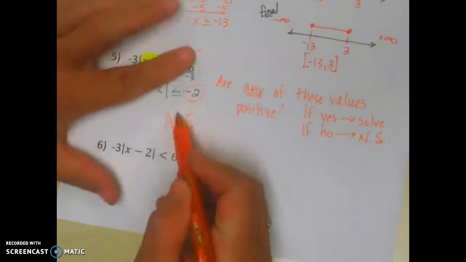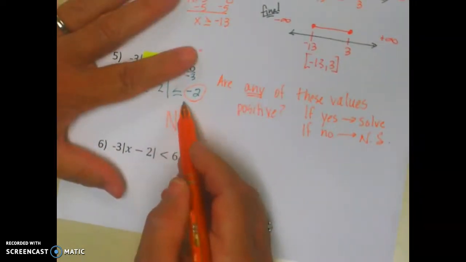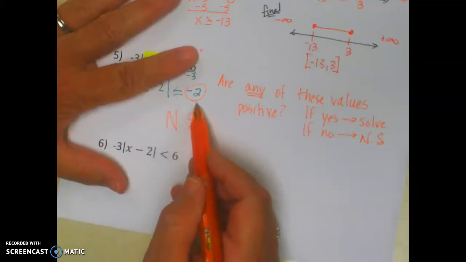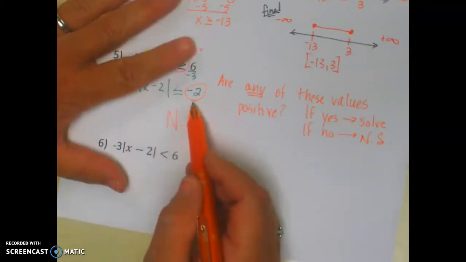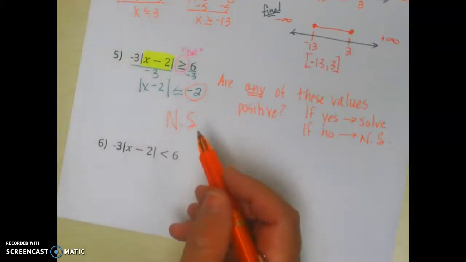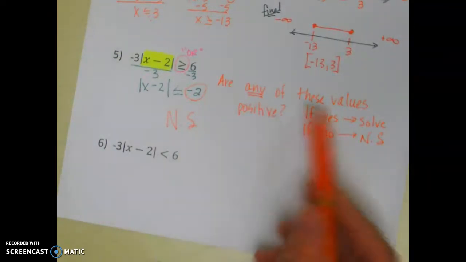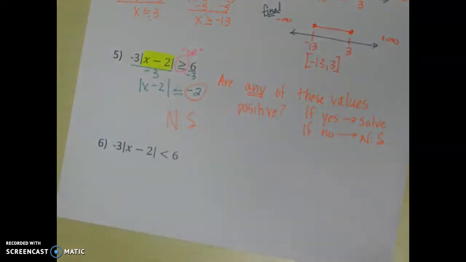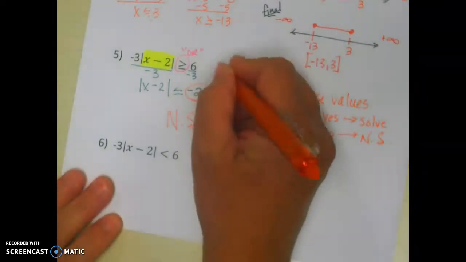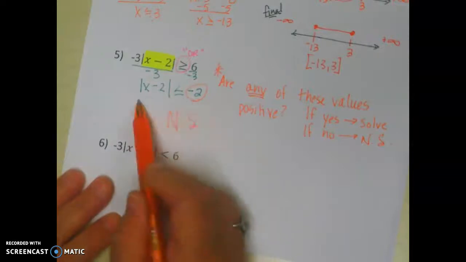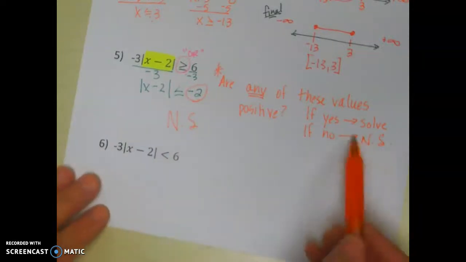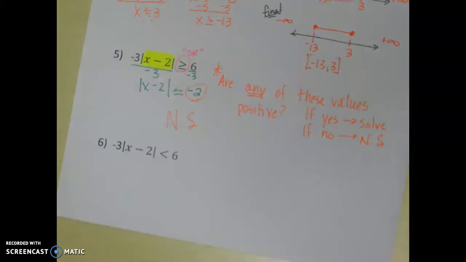If I had had a greater than sign, then I would have had some positive values, because if the absolute value is greater than -2, well, 5 is greater than -2, and that's positive, and so there's a possibility, then you would solve it. So you have to ask yourself this question, it's really important. Are any of the values going to be positive? If yes, you solve it. If no, it's no solution. All right, let's try another one.